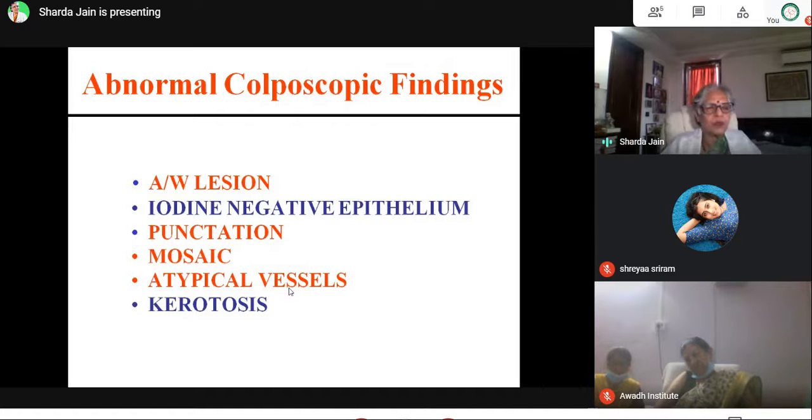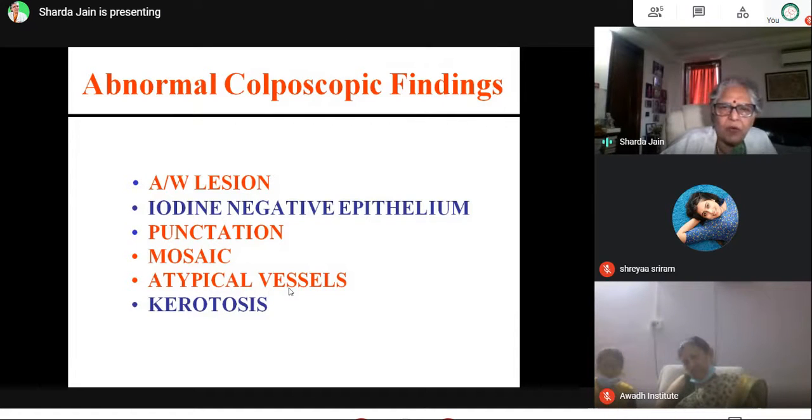You are looking at an unstained cervix, and sometimes you find a white spot. And when the white spot, coarse keratosis, is there, that means cancer. I'm going to show the slides, and a permanent picture will be there in your mind.